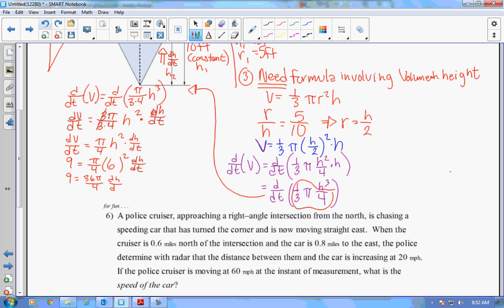There's different ways to simplify this. I'm just going to simplify before I move it over. 36 divided by 4 is 9. So 9 equals 9 pi dh/dt. Now when I divide by 9 pi, I get 1 over pi for dh/dt. What's the units? Feet per minute.